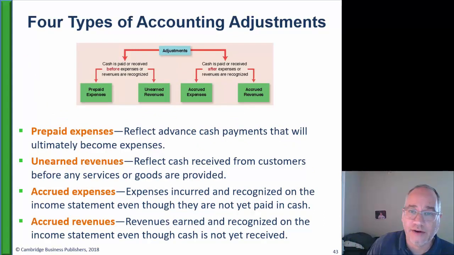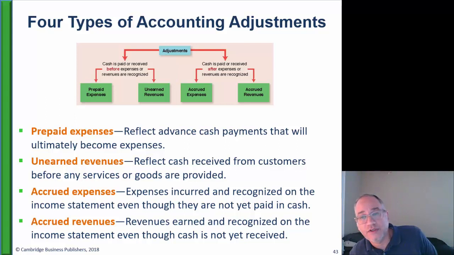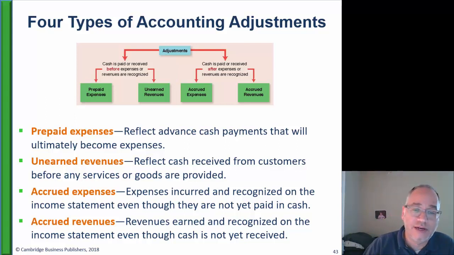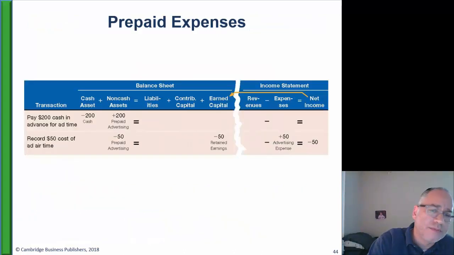And there are 4 kinds of accounting adjustments. What's called prepaid expenses, unearned revenues, accrued expenses, and accrued revenues. Those are the 4 types. Let's go through each one.